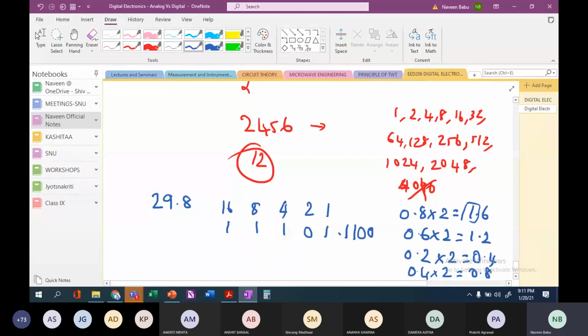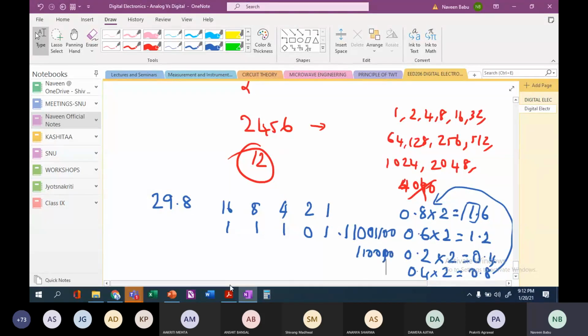Again, we are repeating this cycle here. We are again multiplying 0.8 by 2. So again, this cycle will repeat. So what will be the value? It is 1, 1, 0, 0, 1, 1, 0, 0. Likewise, it keeps on repeating.